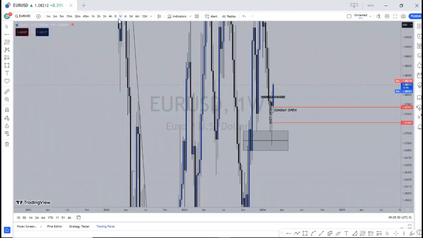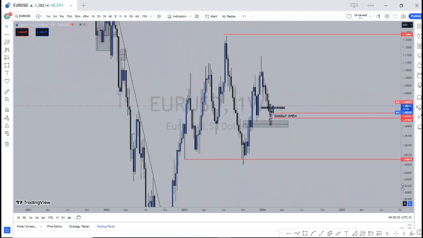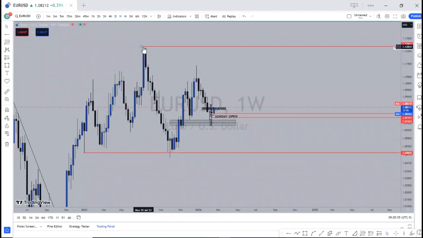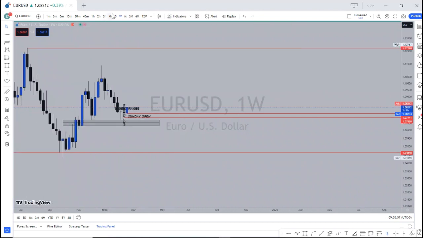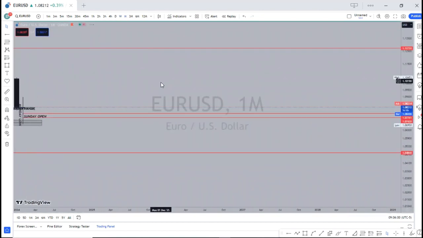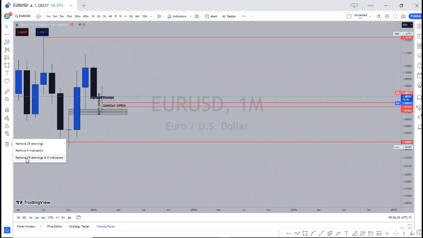Now the daily time frame also tapped into a daily order block, and my directional bias from last year is that I want to see it go this high, and I think that is what we're going to be seeing. And looking at the monthly time frame again, so let me delete all of these.